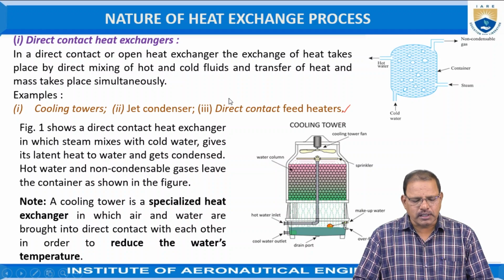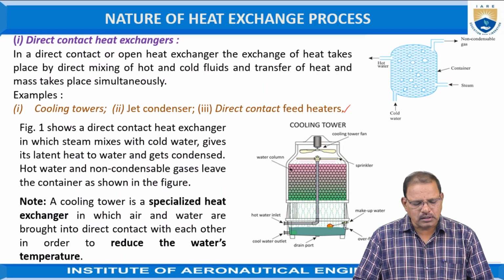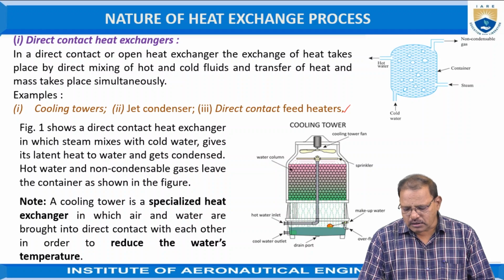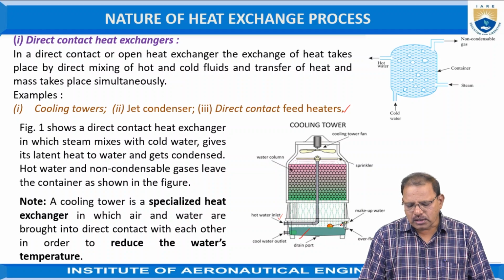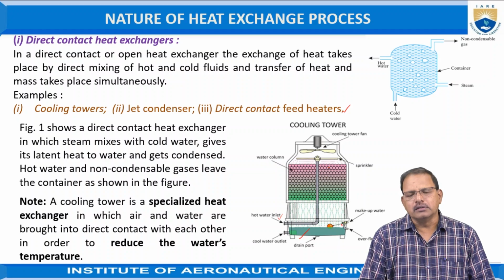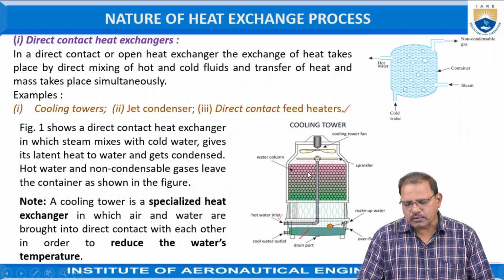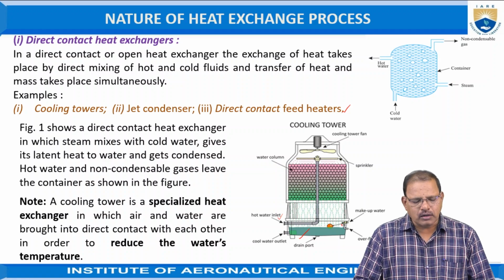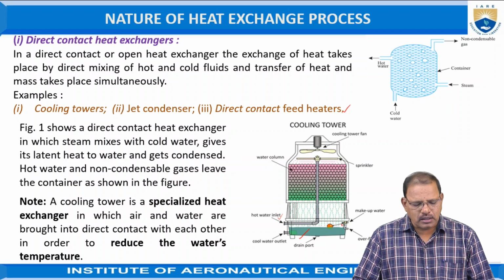Figure 1 here represents a direct contact heat exchanger in which the steam mixes with the cold water. In this case, there is a hot water inlet and a cold water inlet. The latent heat possessed by the hot water, that is the steam, is taken by the cold water. To achieve uniform temperature, generally a stirrer is also provided. Hot water and non-condensable gases leave the container as shown in the figure. Note that a cooling tower is a specialized heat exchanger in which air and water are brought into direct contact with each other in order to reduce the water temperature.